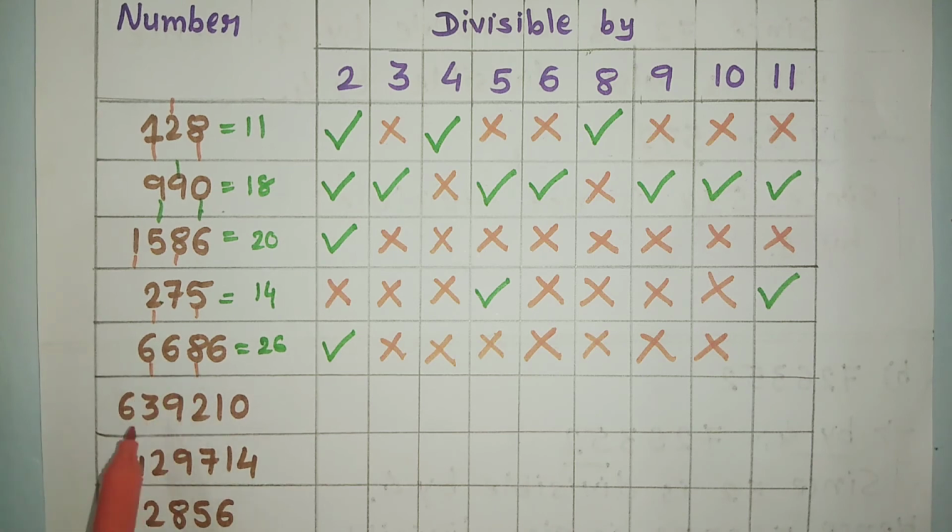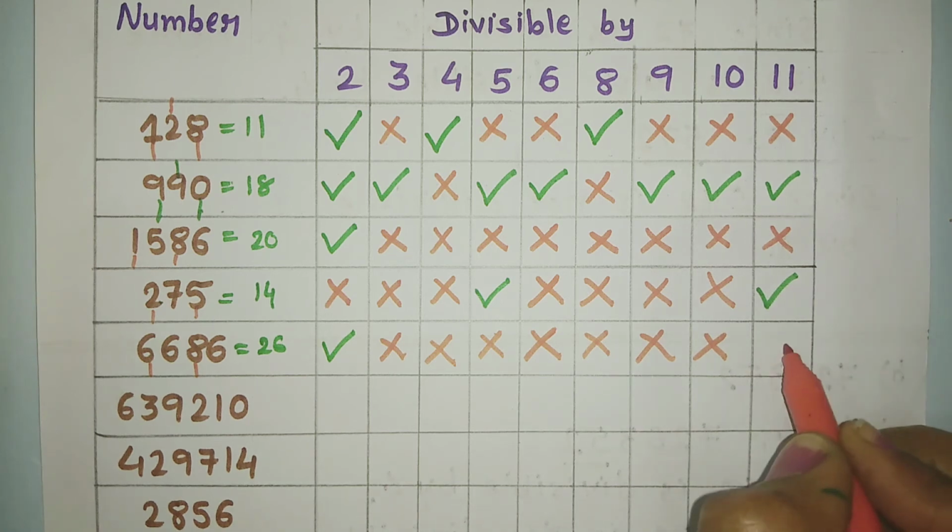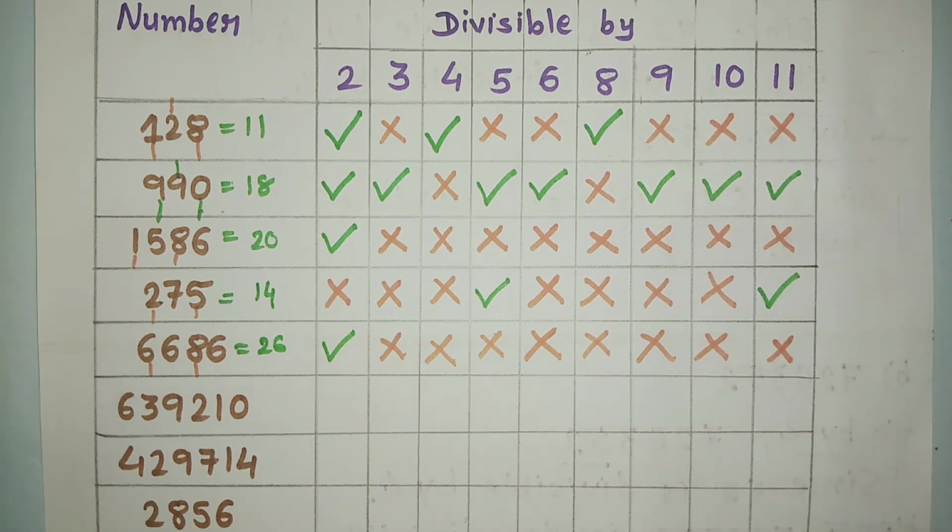6 plus 8 is 14, and 6 plus 6 is 12. So 14 minus 12 is 2. You can take a pen and paper and check it. 14 minus 12 is 2, so it is not divisible by 11. So this whole number is not divisible by 11.